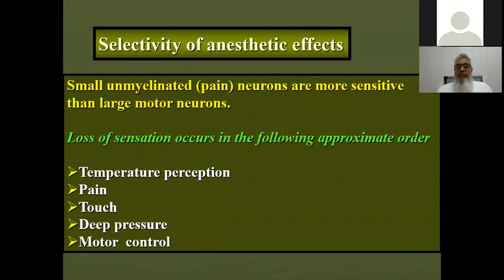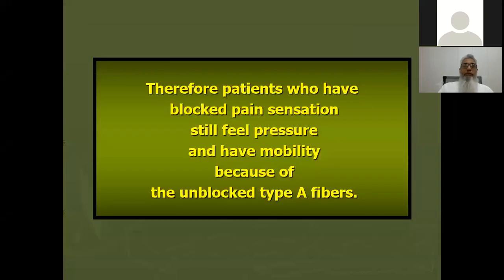But when the local anesthetic effect is wearing off, these sensations come back in the opposite manner. First of all, the motor function comes back, then deep pressure, then pain, and then the temperature sensation comes back. Therefore, patients who have blocked pain sensation still feel pressure and have mobility because of the unblocked type A fibers. If a local surgery is being performed, the patient may feel pressure, but there is no pain.